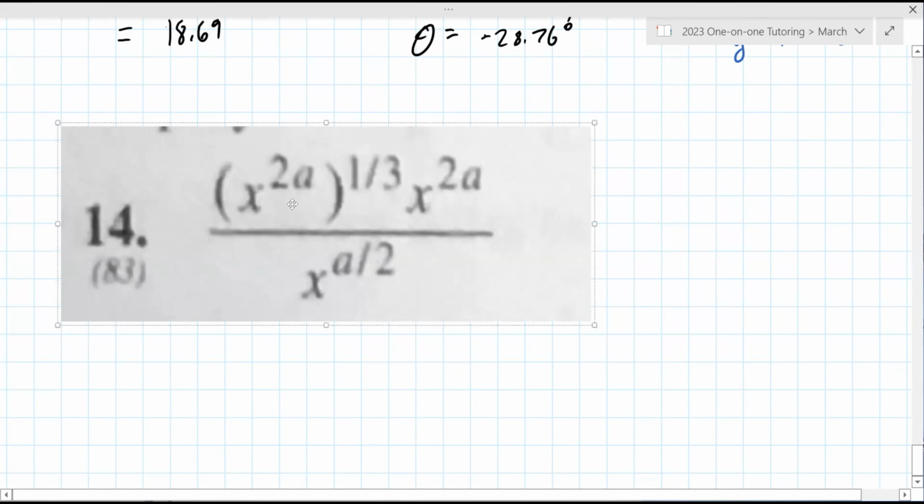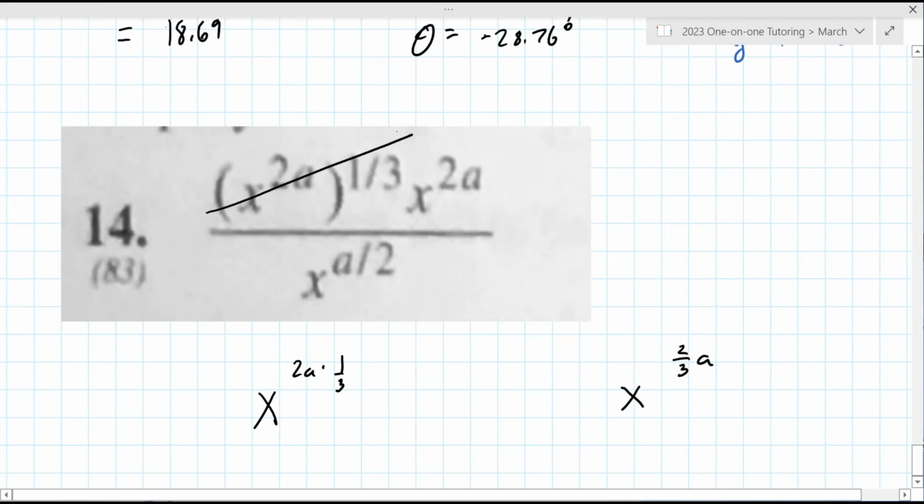All right, we got an exponent here, 2a to an exponent 1/3. Whenever you have an exponent to an exponent, you multiply them. You remember that from last week or week before? Okay, so you're going to multiply 2a times 1/3. That becomes 2/3 a. So that's the numerator. X is 2a times 1/3, 2/3 a. That takes care of that piece.